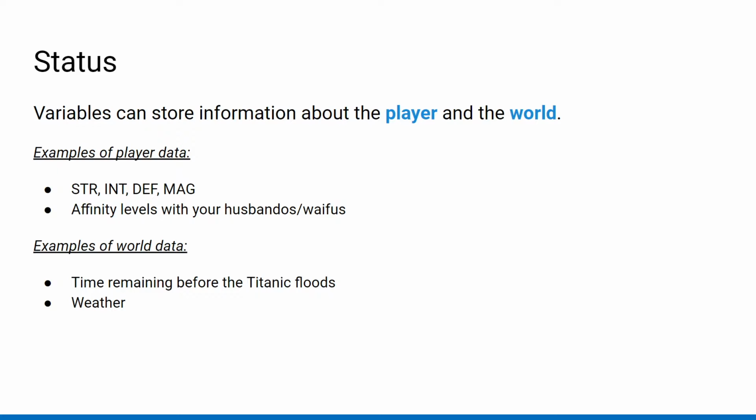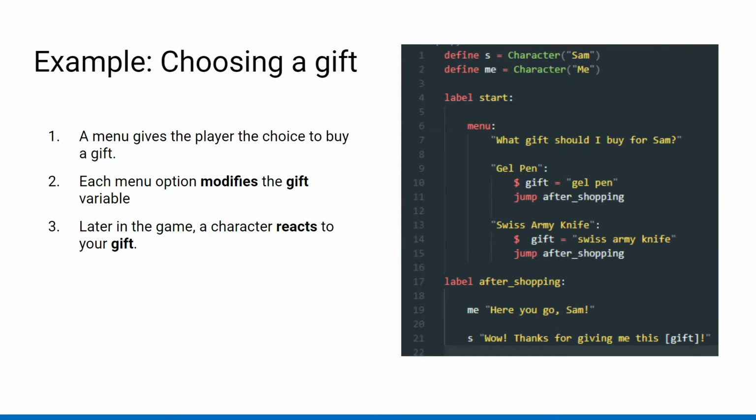And then you can also use variables to store things about the world. For example, the time remaining before you have to escape the Titanic, or the weather. So you can save information in variables. So we're going to show an example of using variables to change the dialogue.